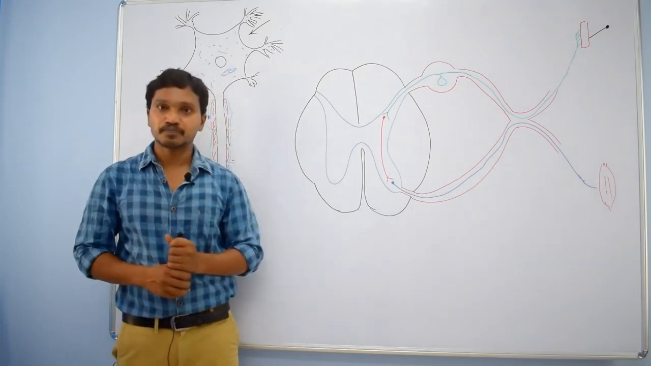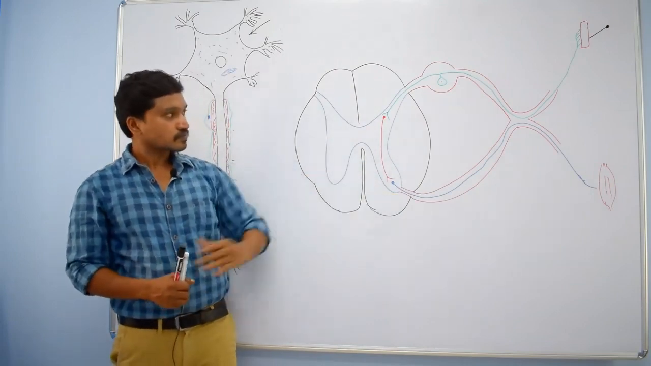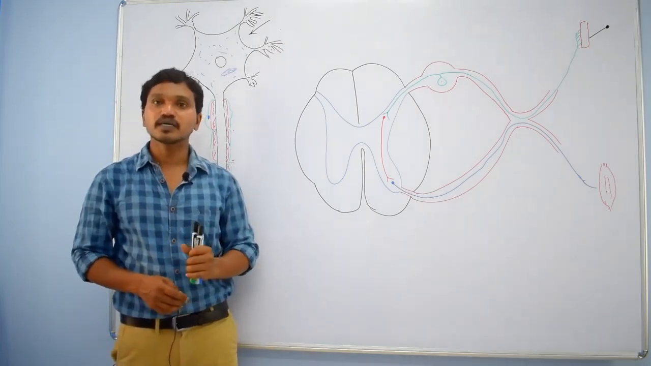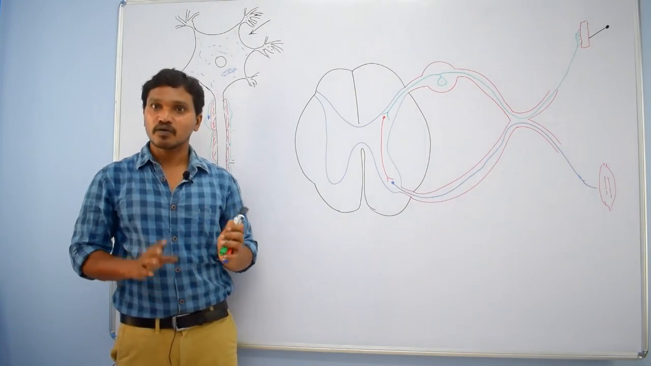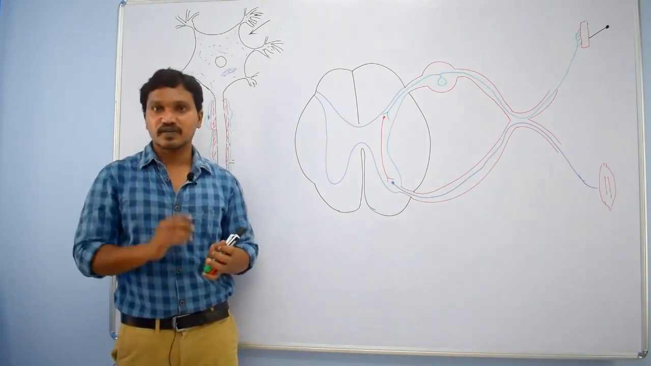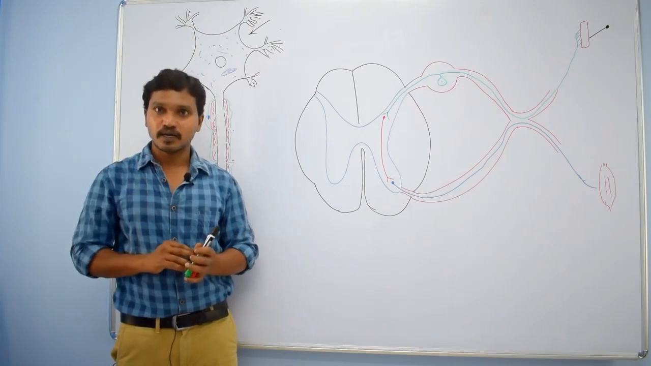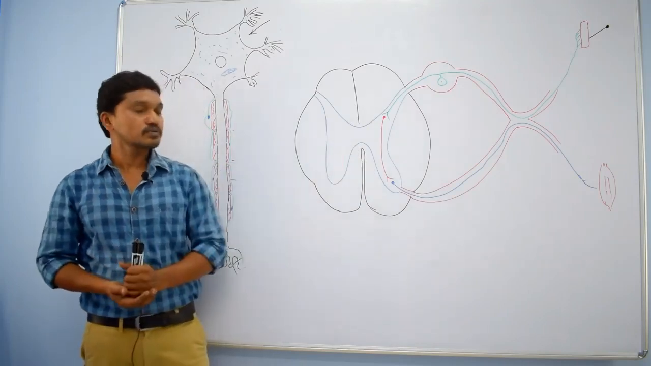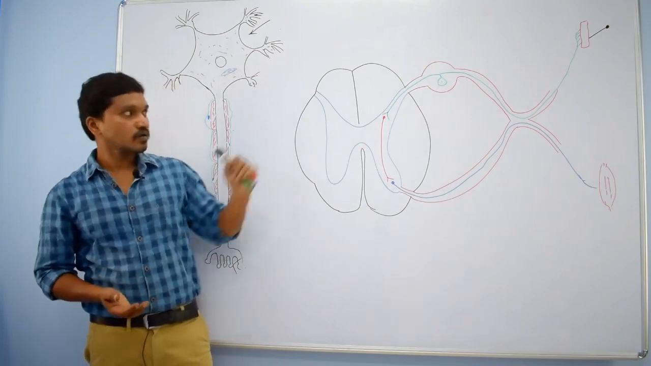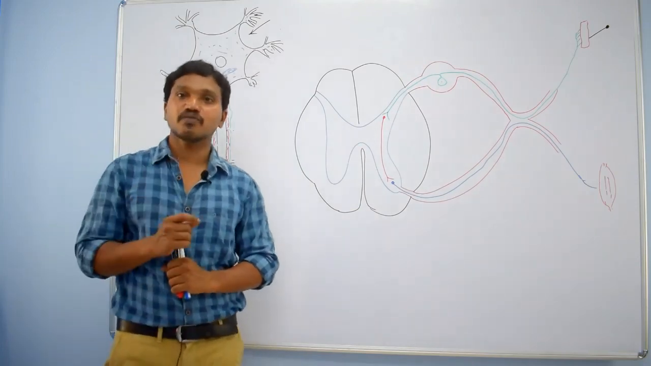Internuncial neuron, right? So this is multisynaptic. For this multisynaptic, an example is the withdrawal reflex. A monosynaptic example is the stretch reflex or tendon jerk. Clear? So with this we completed the reflex arc in brief, right? Now we will see myelin sheath formation.